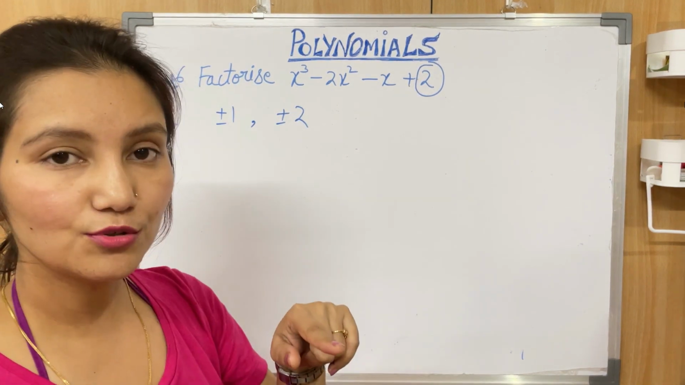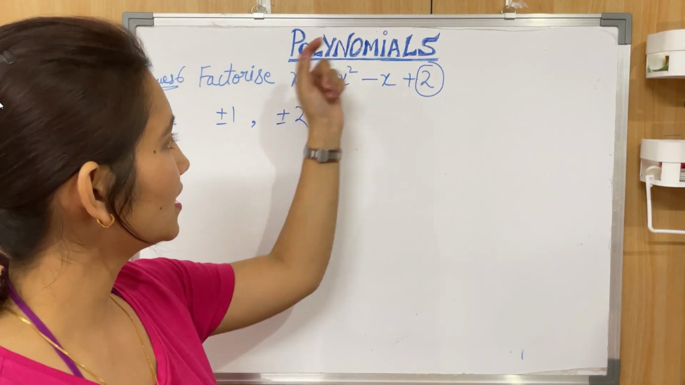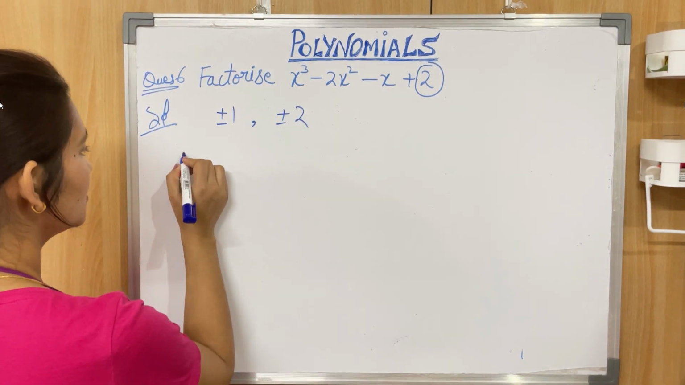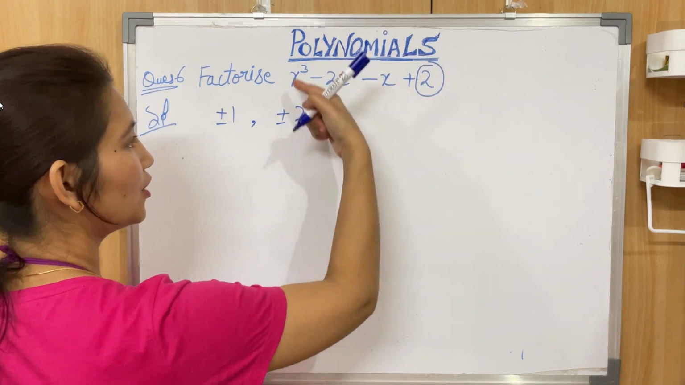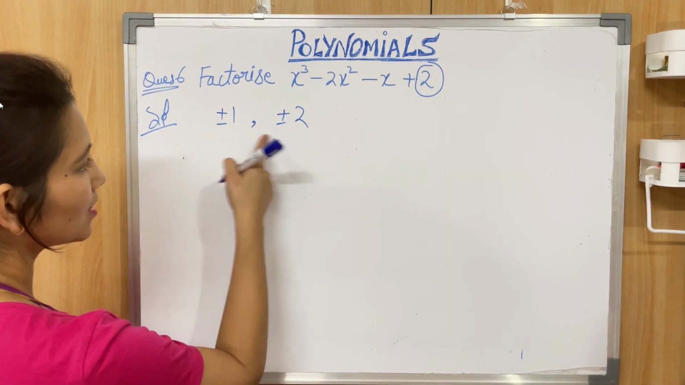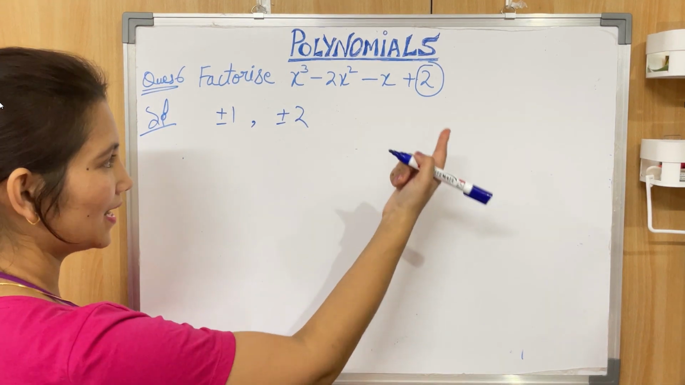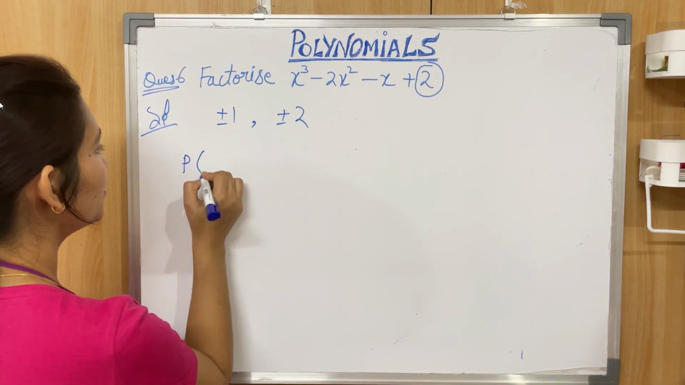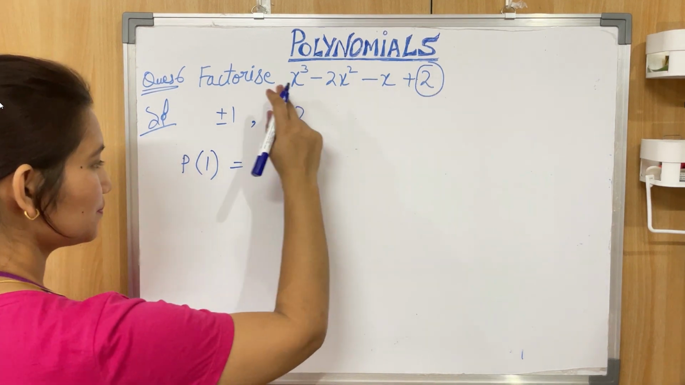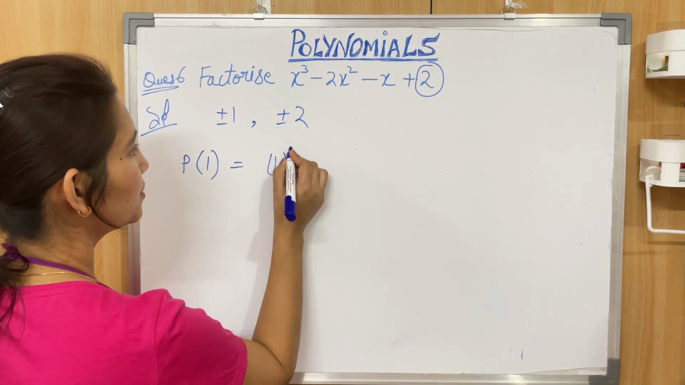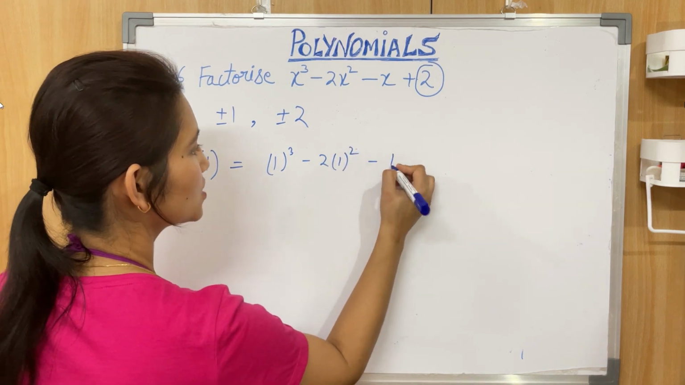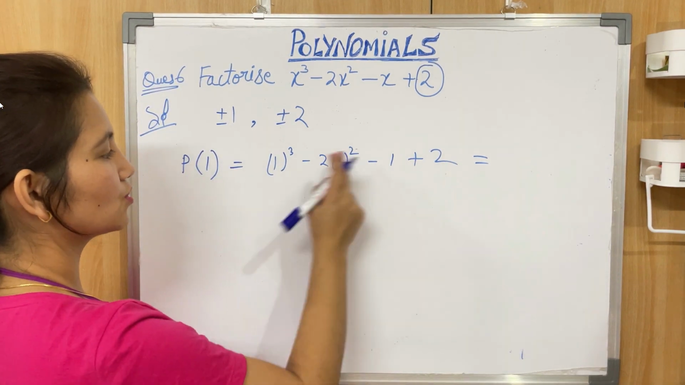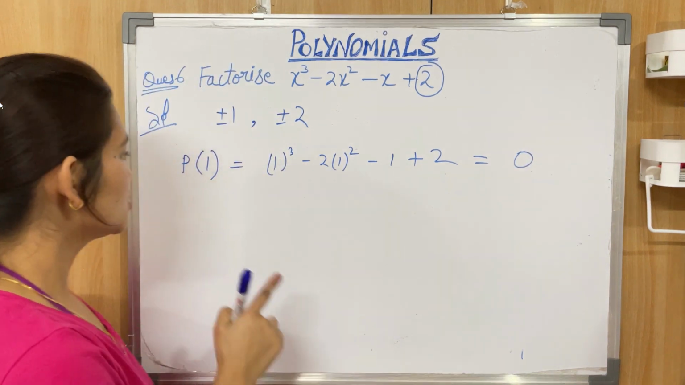What do we have to do now? We have to find one factor. In order to find one factor using factor theorem, we'll find the number at which this polynomial reduces to 0. These are the possible factors. I'll try keeping them one by one, and the value at which the polynomial becomes 0 will give my factor. So let's find P of 1. P of 1 means I have to replace x with 1. So 1 cube minus 2 times 1 square minus 1 plus 2. That is 1 minus 2 minus 1 plus 2. This is plus 3 minus 3, which becomes 0.